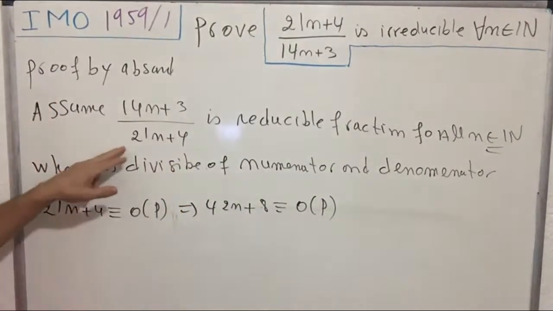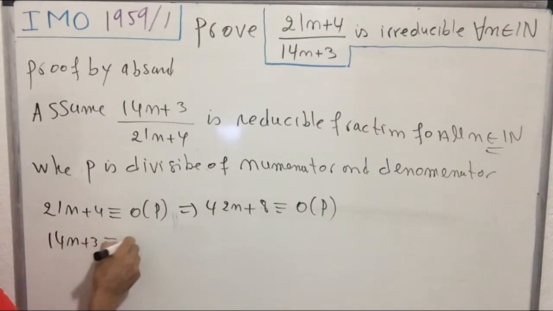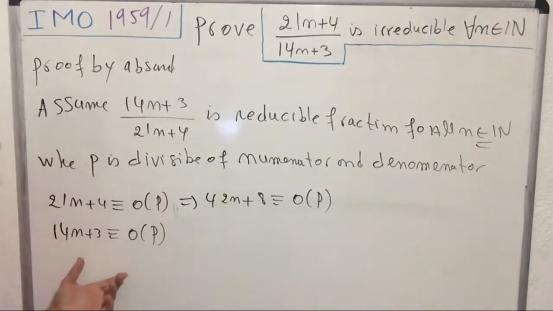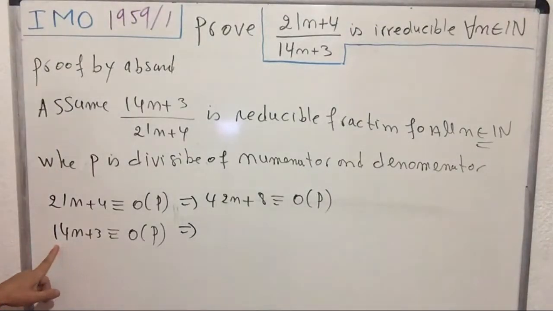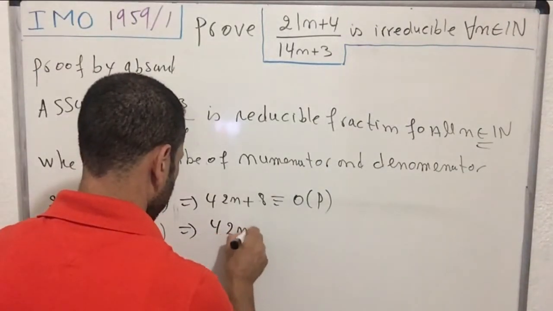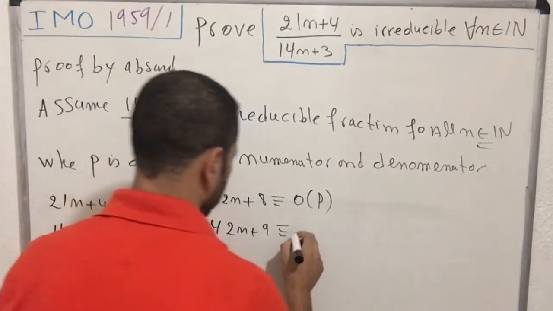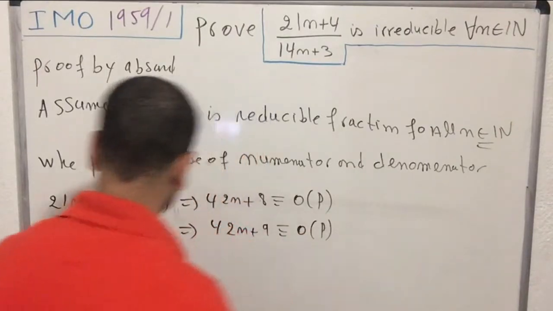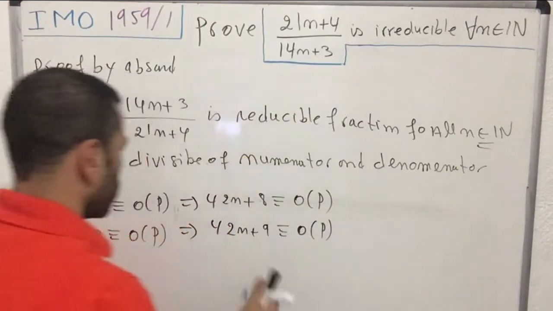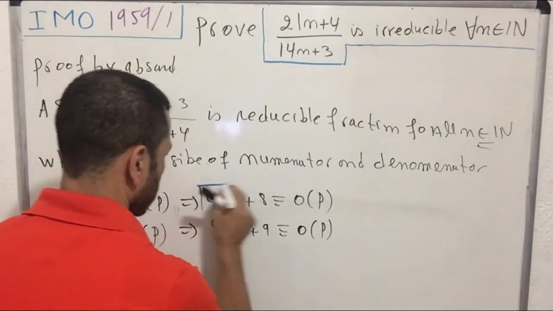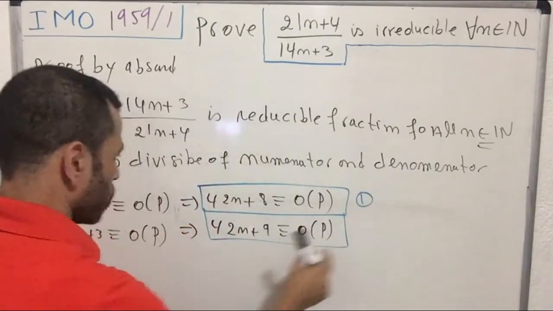So for the numerator we have 14n plus 3 congruent to 0 by the arithmetic rule. I'm going to multiply this one by 3. I will have the same thing: 42n plus 9 congruent to 0 modulo p. Let's call the first equation number 1, and this one equation number 2.